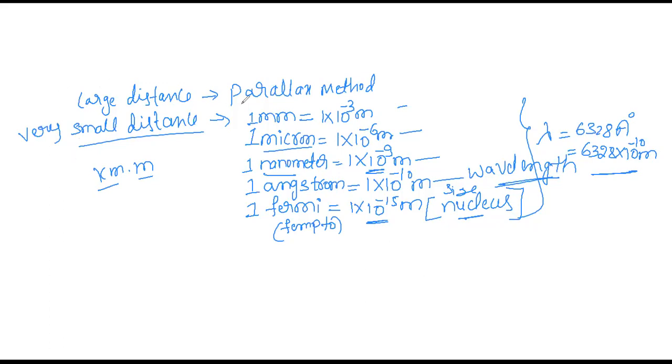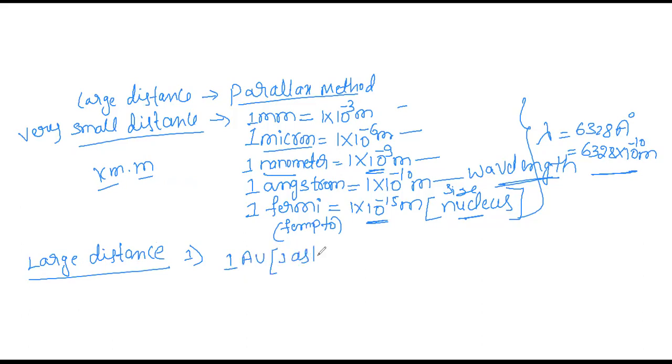For large distances, we use the parallax method, and also for large distances we use some units. For example, the first one is 1 astronomical unit, 1 AU. This is one of the units that we use to measure large distances.